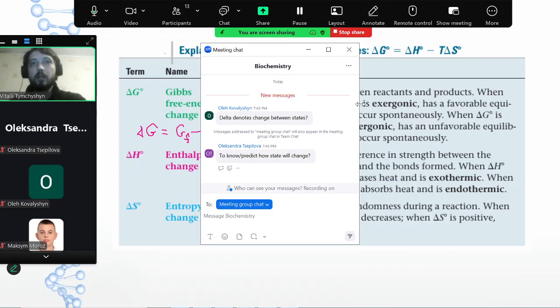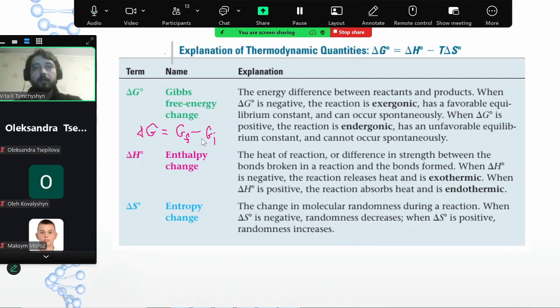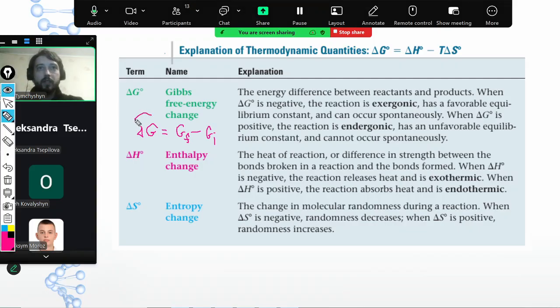Well, in some sense, yeah. You see, these are state variables. This means they do not depend on the history of the system, which means that only their differences have a certain, let's say, physical sense. They do not depend on how the system got from one place to another.